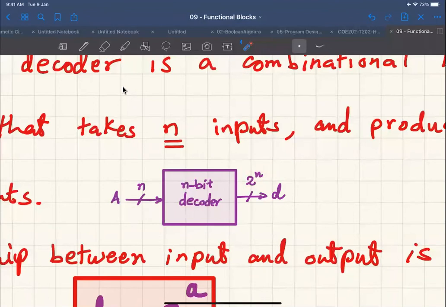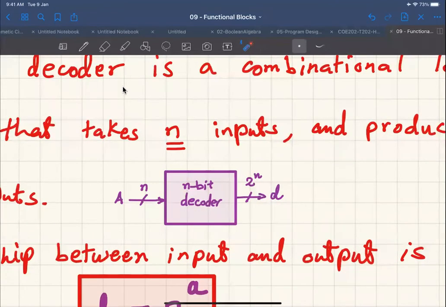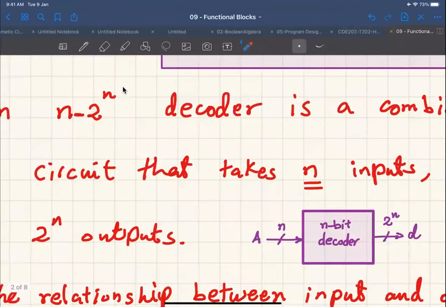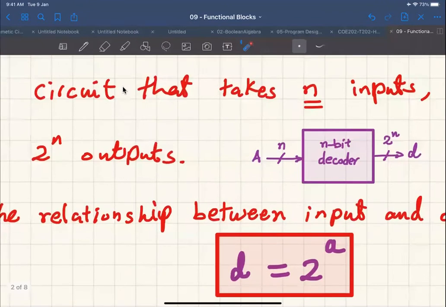It's not N bit actually. It's just N to 2 to the N. So let me try to update this. So it's N to 2 to the N decoder.